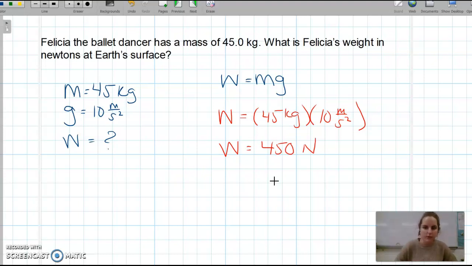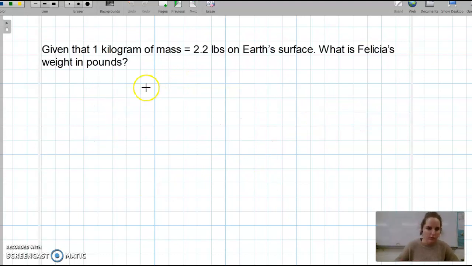All right. Let's move on to the next question there. Given that 1 kilogram of mass is equal to 2.2 pounds on Earth's surface, what is Felicia's weight in pounds? So now instead of solving for weight in newtons, we now have to solve for it in pounds. So we know this conversion right here, 1 kilogram of mass is equal to 2.2 pounds. So let's just write that out. 1 kg is equal to 2.2 pounds.